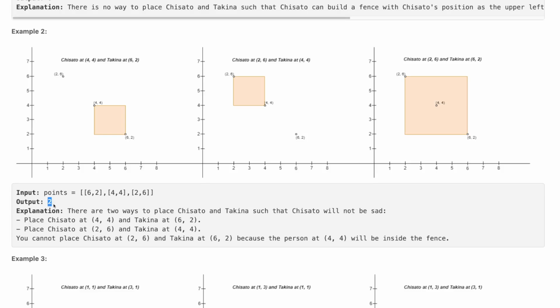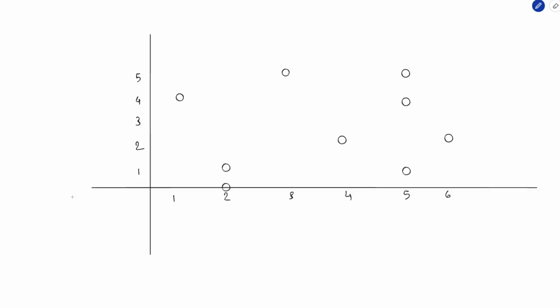So hope the problem statement is clear. Now how to solve this? So let's just think about the brute force solution. If you haven't thought about the brute force solution yet, I would encourage you to pause and try to think about the brute force solution first at least. So notice we need to form rectangles, and we need to put Chisato at the top left and Takina at the bottom right.